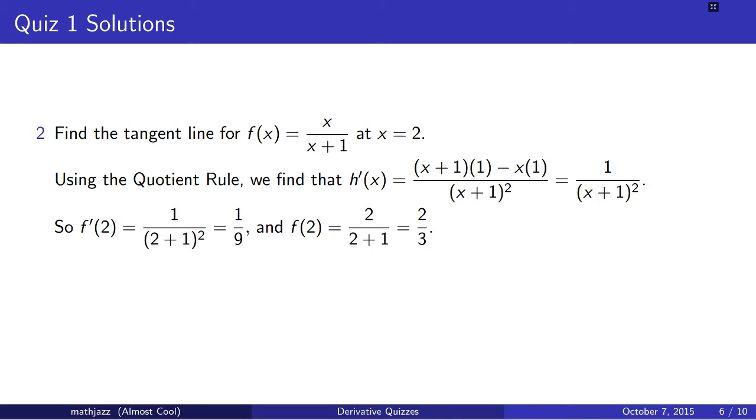Plugging 2 into the derivative gives us the slope of our tangent line, and plugging 2 into our function gives us the y-coordinate of the point of intersection of the tangent line with the function. So we calculate f prime of 2 and get 1/9. Or we calculate f of 2 and get 2/3.